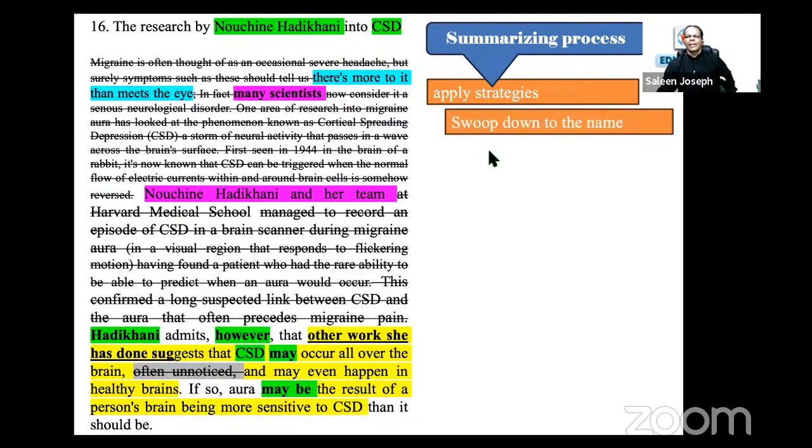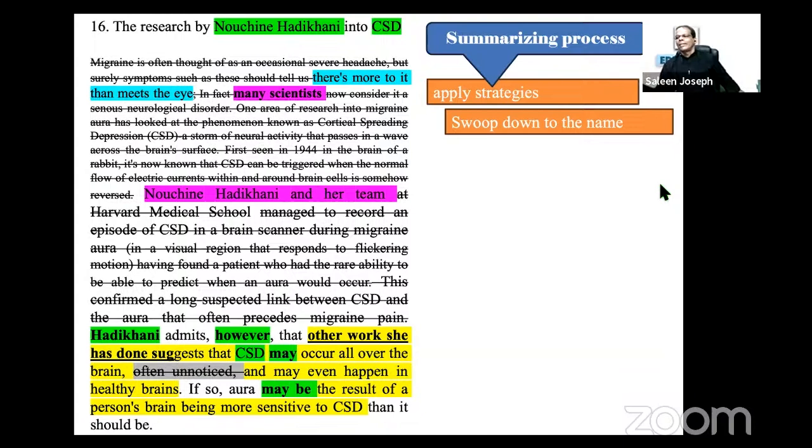Apply now. Summarizing the process. Apply the strategies. Swoop down to the name. Maybe with the name there is a team. We are not bothered. Suppose I am asking how is Mallesh, right? Mallesh's temperature, or how is his health? Then somebody says Mallesh and his team is not doing well. I'm not worried about Mallesh's team. I'm worried about Mallesh. Or saying many OET aspirants are not well. I am not worried about many OET aspirants. I am not worried about Mallesh and team. I am just worried about Mallesh. So immediately swoop down to the name.